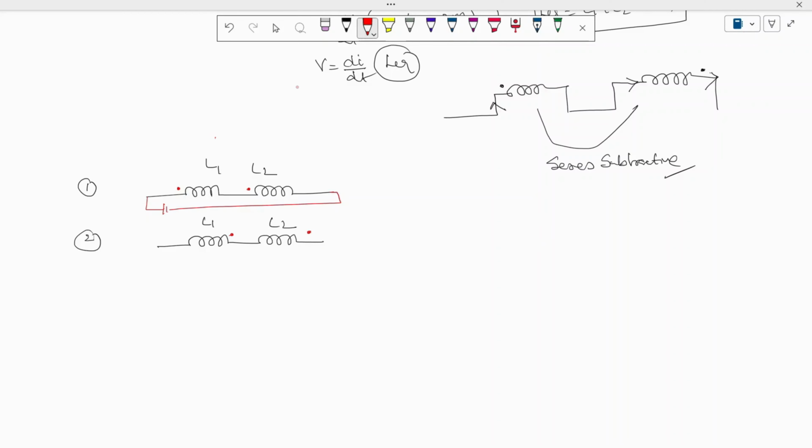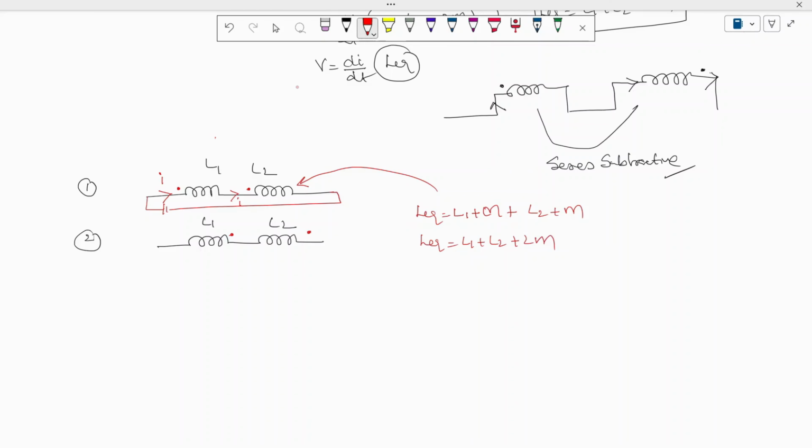As soon as you apply the voltage, the current flows into the coil. Here the dot is there, the current is entering the coil. Here also the current is entering the coil. Whenever the current is entering at both, L equivalent as per the derivation is L1 plus M. Next one, here L2 plus M. The resultant L equivalent is equal to L1 plus L2 plus 2M.